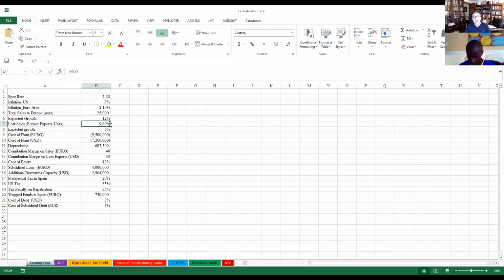Currently, the company exports 9,600 units of its product to its distribution center in Madrid. The projected growth associated with this sale is 5%. And the contribution margin associated with this distribution center's activity is about $35 per unit. Now the company is planning to make an investment that is going to generate sales of about 25,000 units. And each unit is going to create a 40 euro contribution margin.